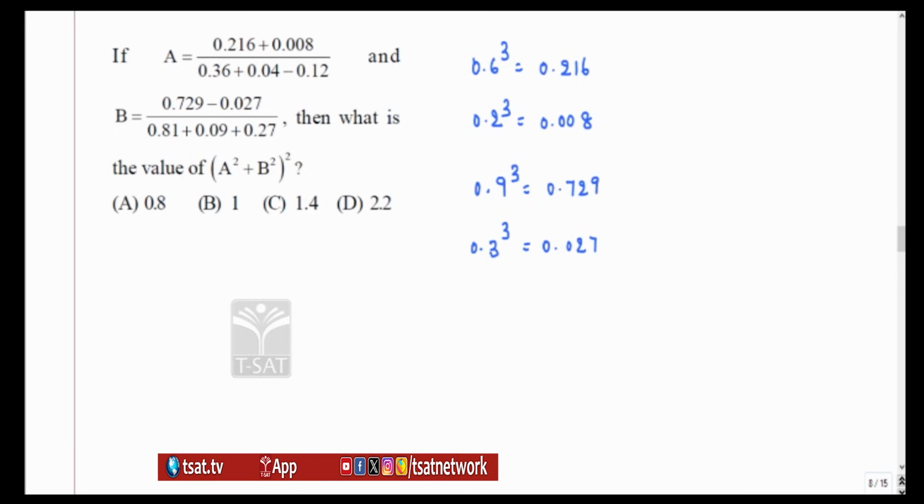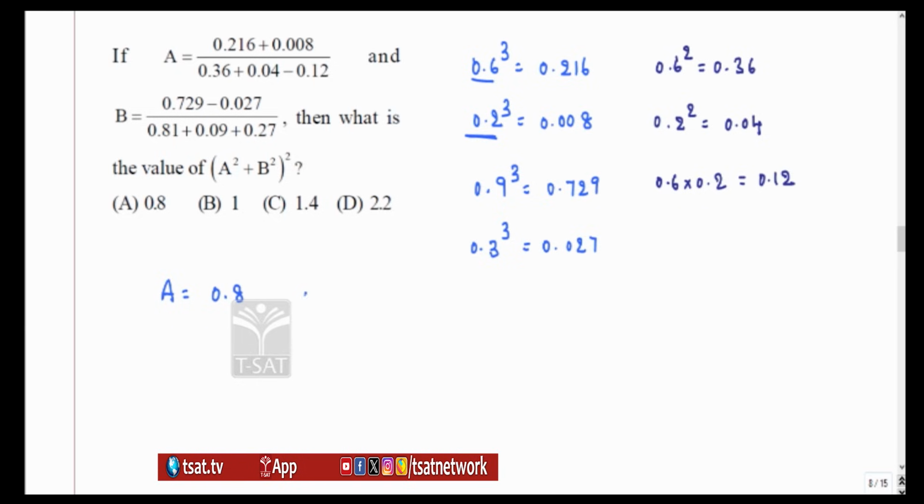If you look at A, it is in the formula a cube plus b cube, and in the denominator this is 0.6 square, then 0.2 square, and AB is 0.6 into 0.2, that's 0.12. We all know what a cube plus b cube by a square plus b square minus AB is: it is equal to a plus b. Therefore, your capital A becomes a plus b. Here a is 0.6, b is 0.2. So a plus b is 0.6 plus 0.2, which is 0.8.